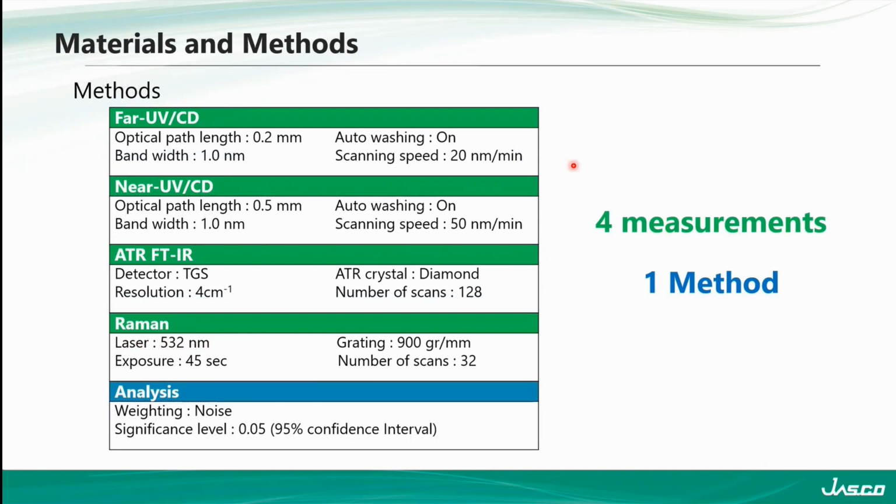Here, I'm also going over materials and methods. I won't dive too deep into the actual settings of these. The main thing I want to highlight is, like I said, we're using 4 different methods. So we're doing 2 measurements via CD, FTIR, and Raman. But the really nice thing here is that we're only going to use one analysis method to analyze all 4 data sets. So we don't have to turn to any different type of statistical analysis package. We can do everything at one PC, essentially.